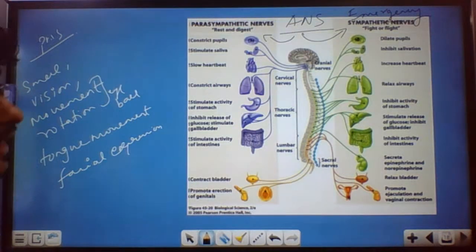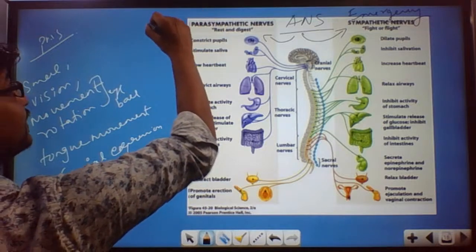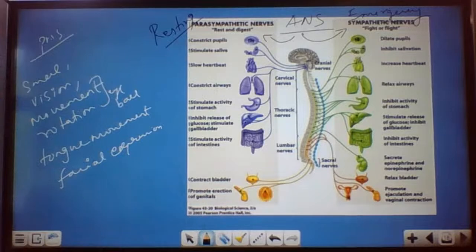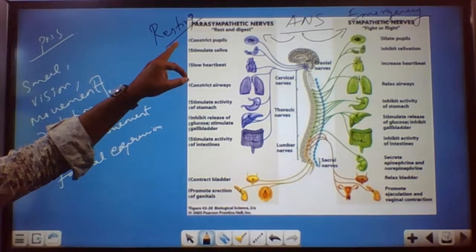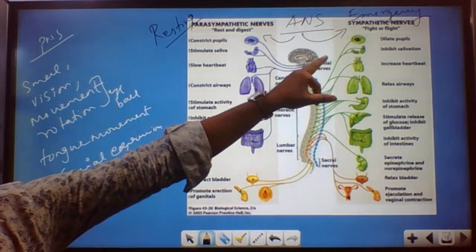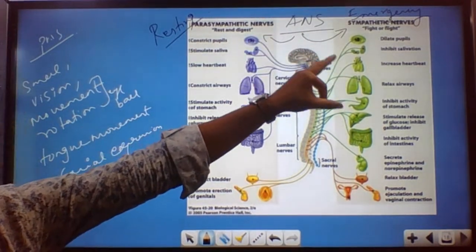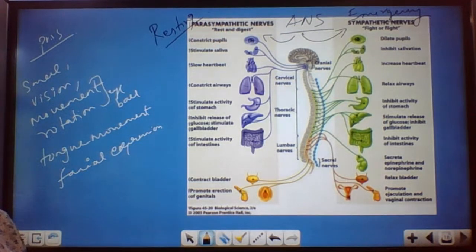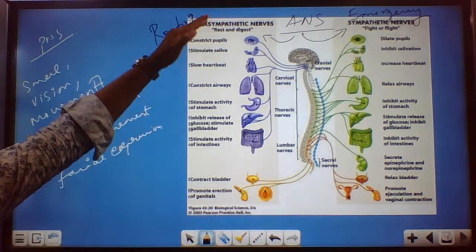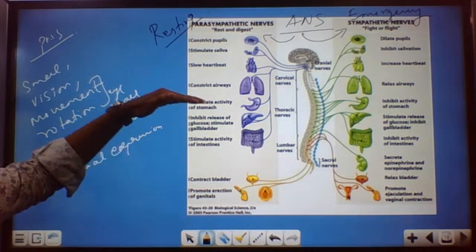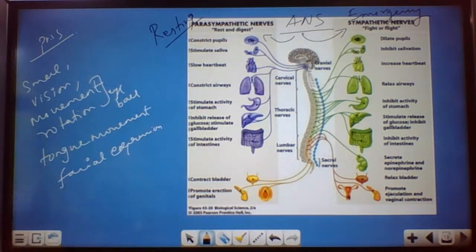Parasympathetic nerves usually get activated when it is in a resting condition. That's the reason parasympathetic nerves are for rest and digest, and sympathetic nerves, which we usually call fight or flight, are activated only during the emergency condition. So what if you make a difference between the parasympathetic and the sympathetic nerves under the autonomic nervous system?